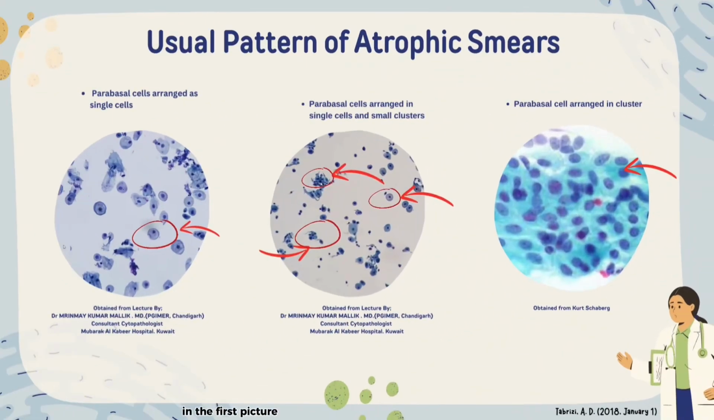In the first picture, parabasal cells are seen arranged as single cells. The second picture provides a more varied arrangement, with parabasal cells appearing both as single cells and grouped together in a small cluster. Lastly, the third picture illustrates parabasal cells arranged exclusively in clusters, highlighting the different patterns these cells can exhibit in an atrophic pap smear.